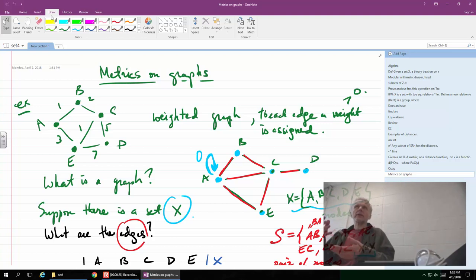So cities, and if they're connected directly by say freeway, then you put an edge between them, and then maybe if you go to the next level, you add a number to it to indicate the distance. Another one is the networks and the computers or sites being connected to each other by links, for example. That's another one.